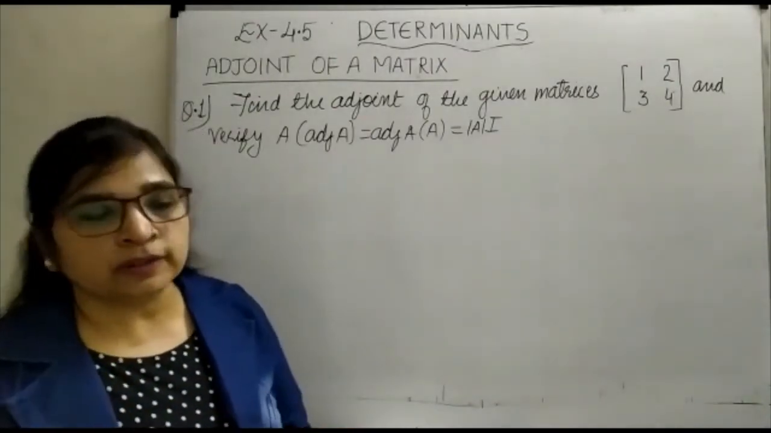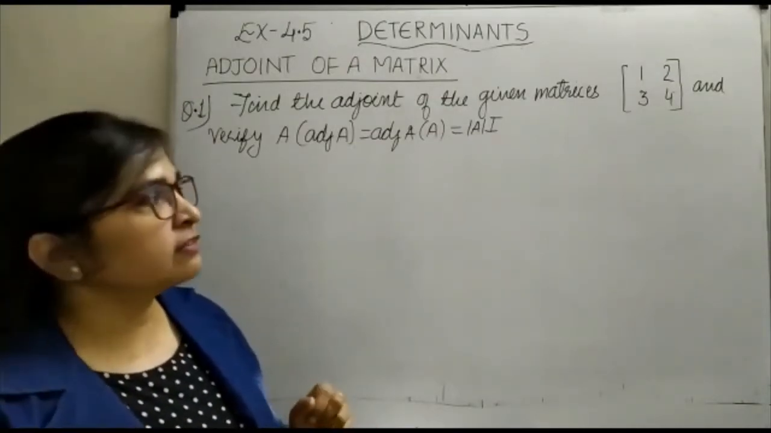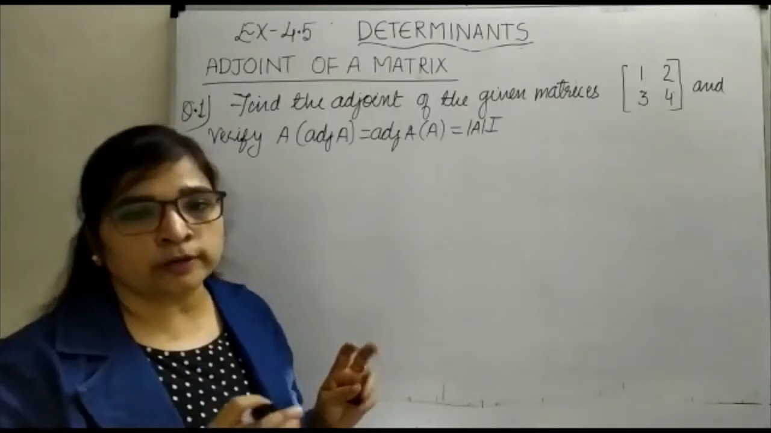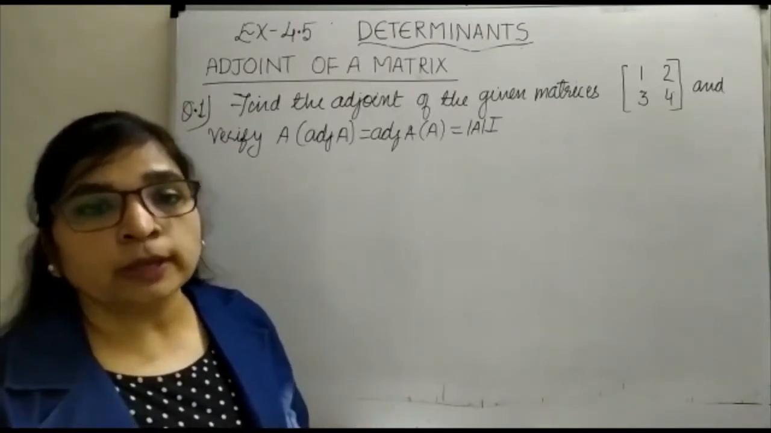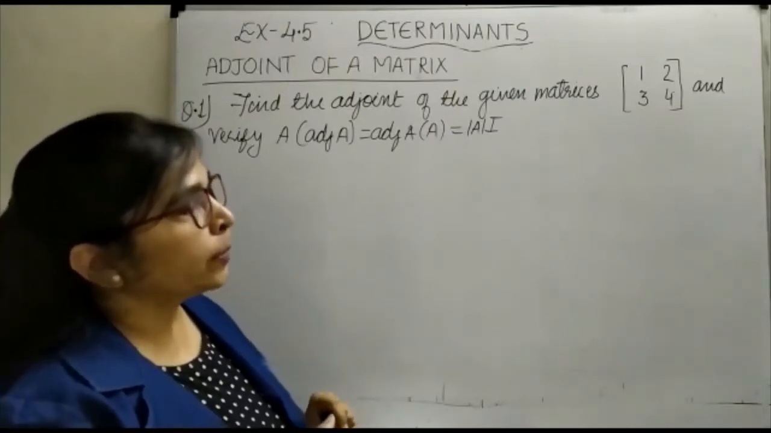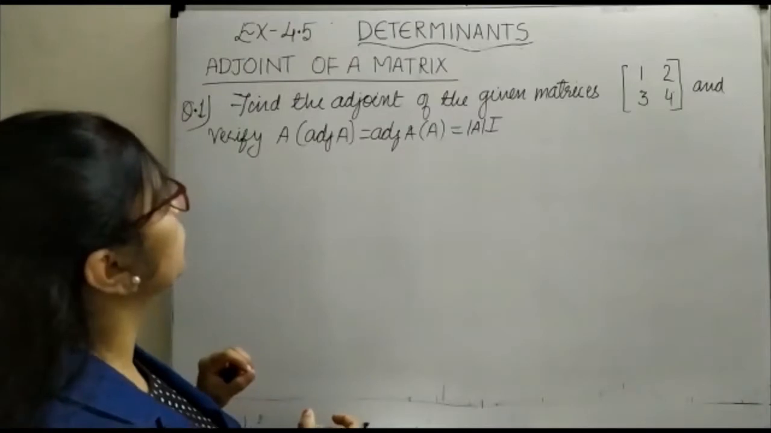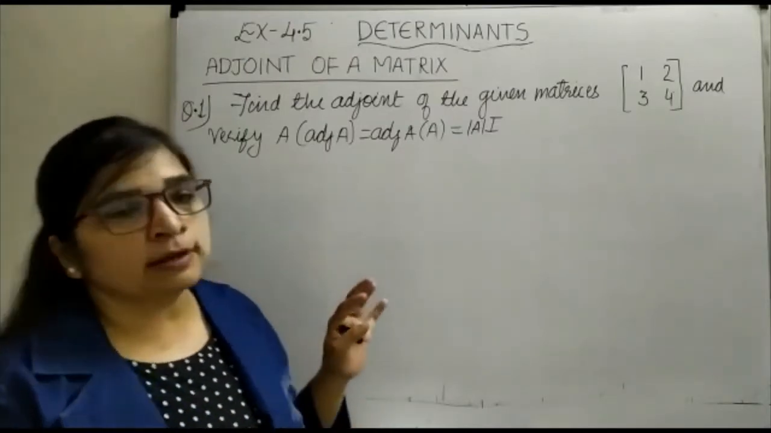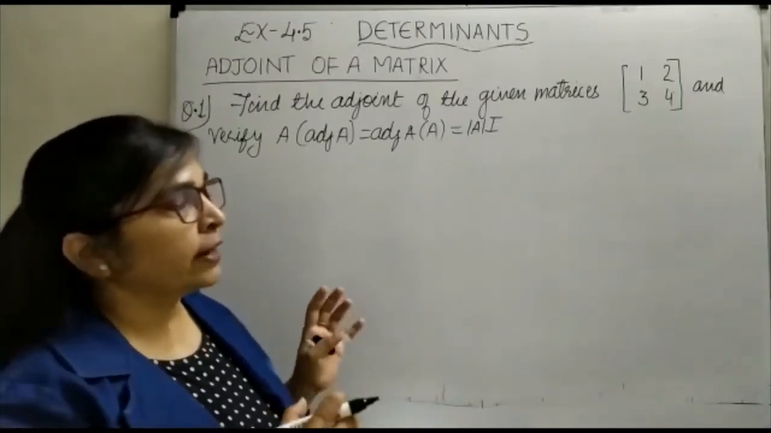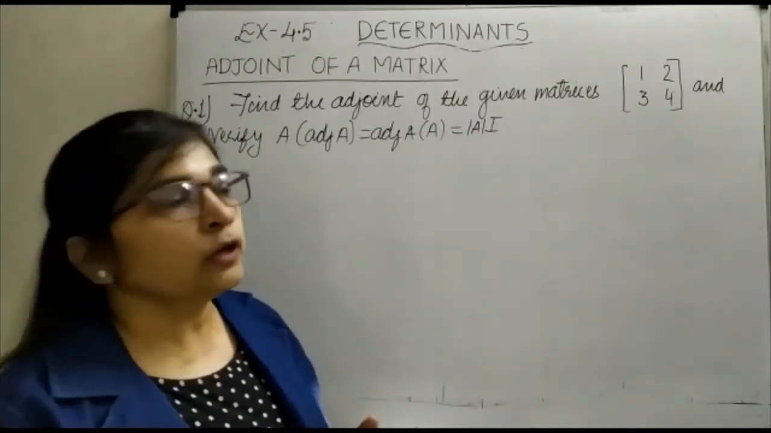Today we are going to discuss the adjoint of a matrix. Now let us understand what exactly the adjoint means and how it is to be worked out. Here we have taken a matrix of 2 by 2. You can see our matrix is a square matrix of 2 by 2. The adjoint of any given matrix is finding its cofactor and taking the transpose of the cofactor.